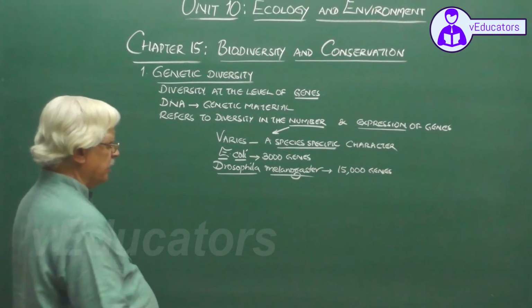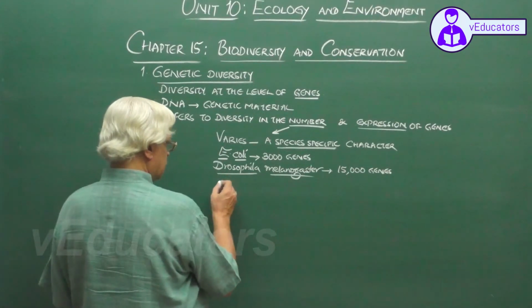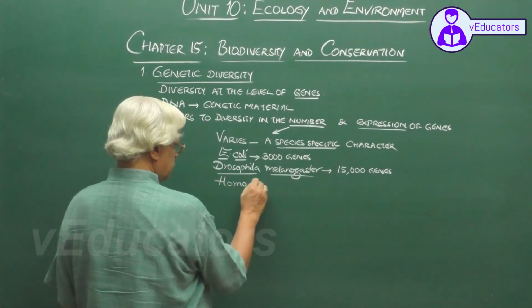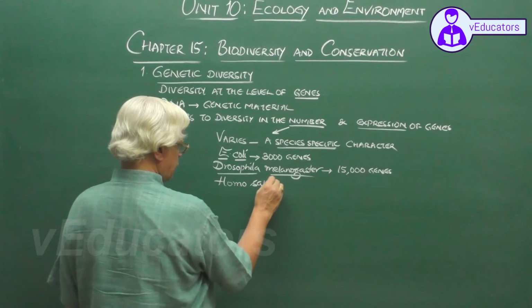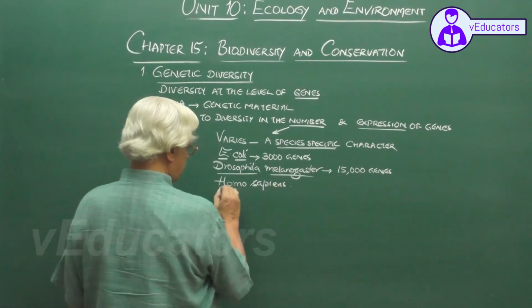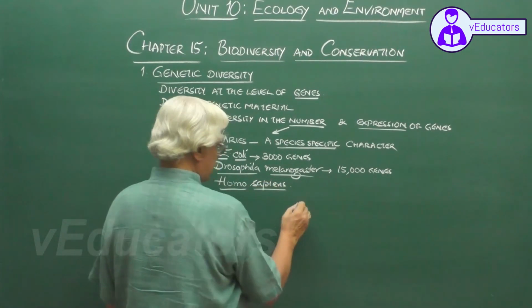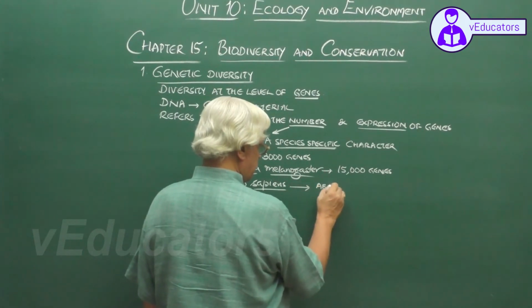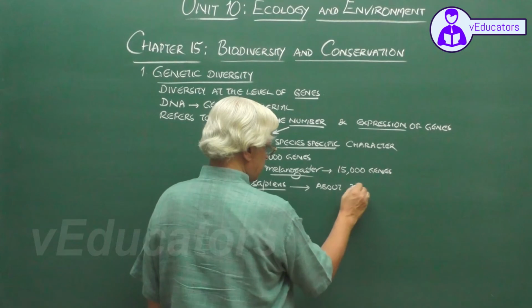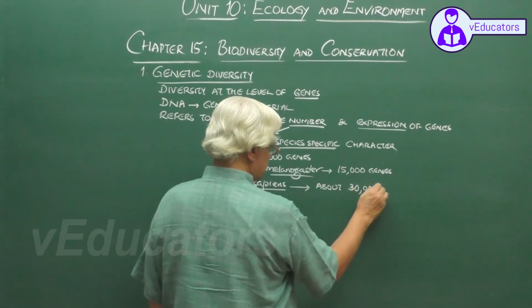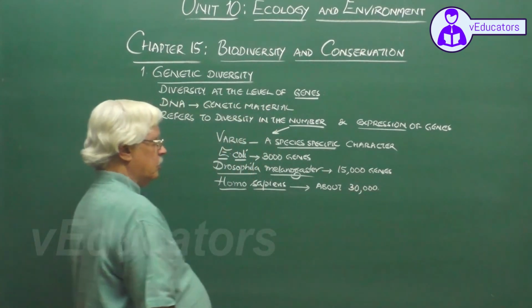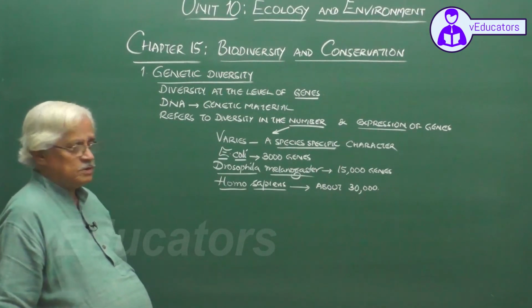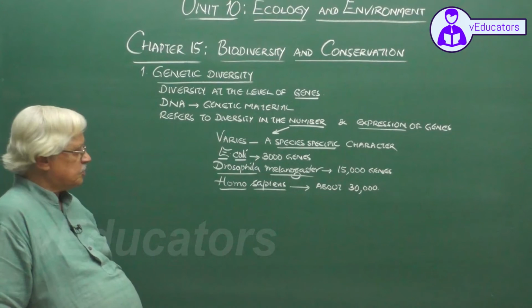We have studied earlier in the Human Genome Project that in human beings, Homo sapiens, the number of genes is estimated to be about 30,000. So, number of genes varies from species to species.